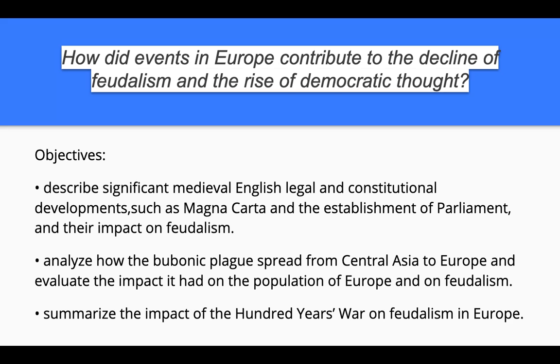You guys should have already done this, but analyzing how the bubonic plague spread from Central Asia to Europe and how it impacted the population of Europe, along with the feudal system in Europe as well. And then lastly, our third objective, this is what we are heavily focusing in on today, which will be to summarize the impact of the 100 Years' War on feudalism in Europe.